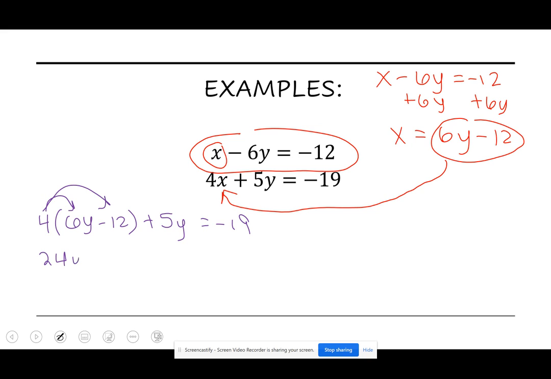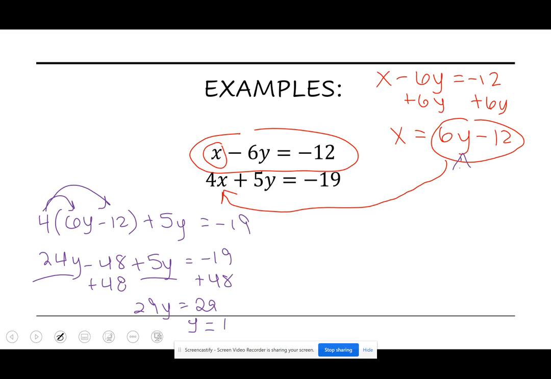So we get 24y minus 48 plus 5y equals negative 19. I'm going to add 48 to both sides and combine my like terms. So we get 29y equals 29, so y equals 1.